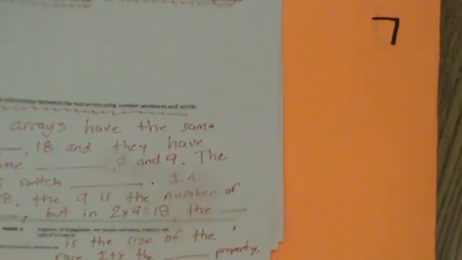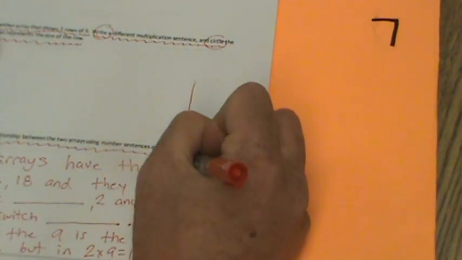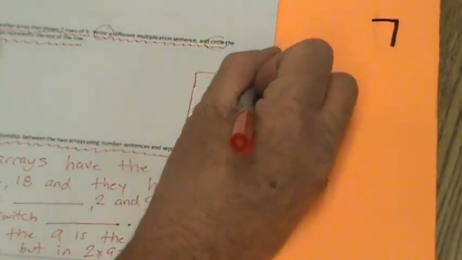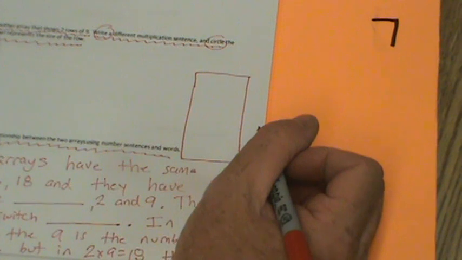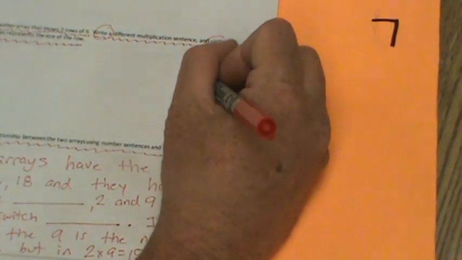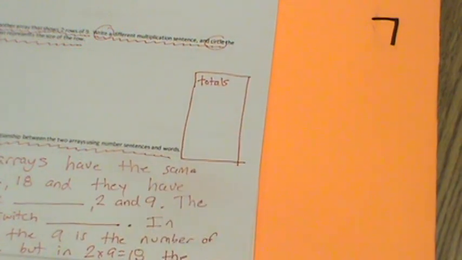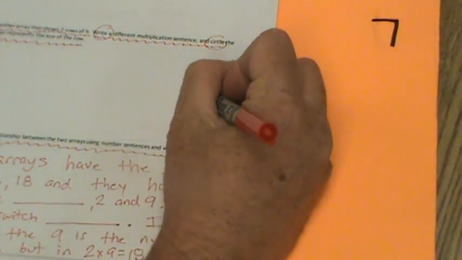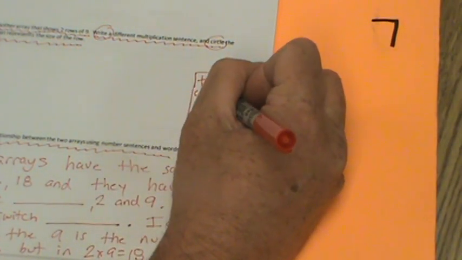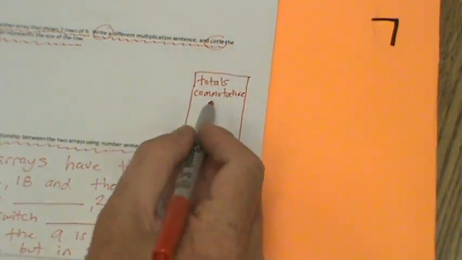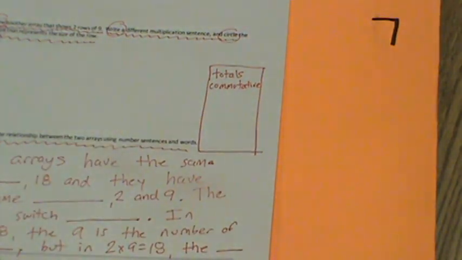All right, we need to make our word bank, so pause this if you need to copy that down. I'm going to make a word bank up here. These are the words you're going to use to fill in the blanks. Words and numbers, okay? And they are totals, commutative. I'll zoom in on this so we can really see it.